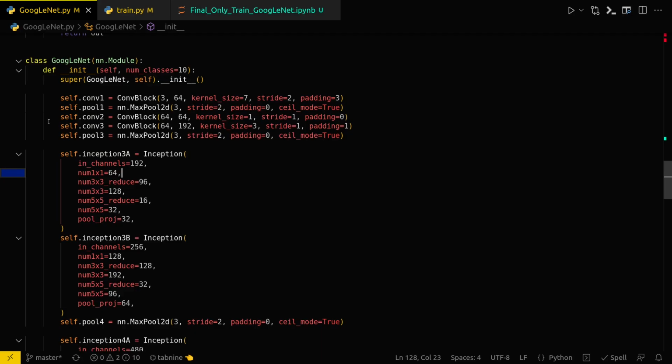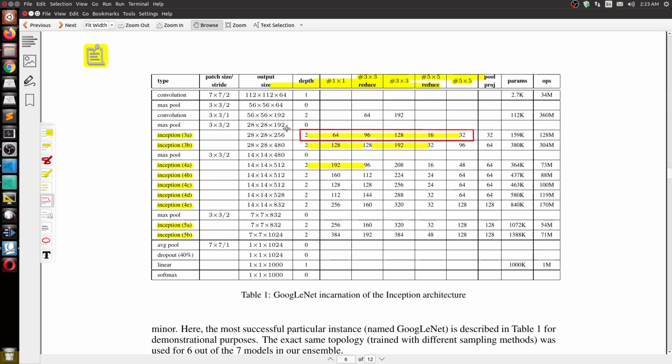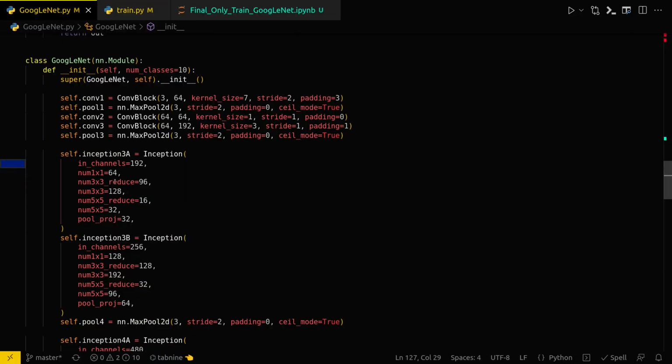So now let's go back. My in channels should be 192 because that's coming from my previous pooling layer, and if I look at the previous pooling layer, the output was 192. That would be my in channels for my first inception layer. So that's why 192, number of 1x1 is 64, number of 3x3 reduce is 96, number of 3x3 is 128, number of 5x5 reduce is 16, number of 5x5 is 32, and pool projection is 32. Yeah, so it exactly matched the block.